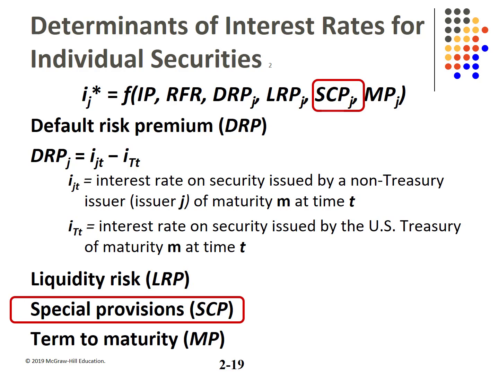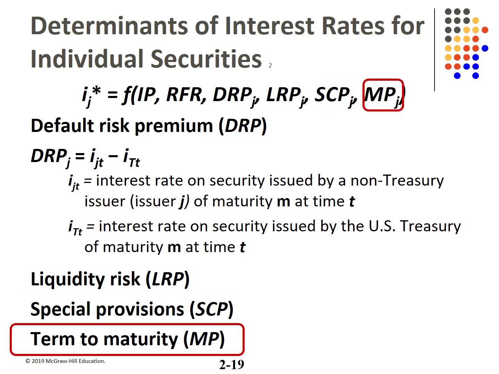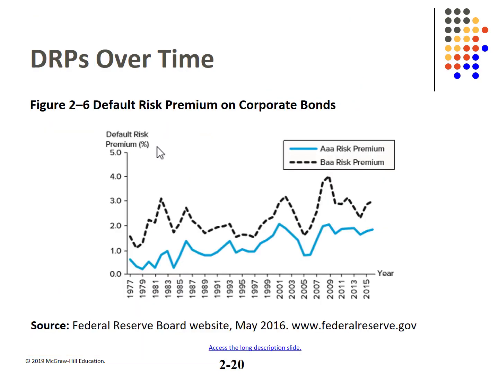SCP is the special provisions, security-specific risk premium. And MP is a premium for longer maturities. It applies to Treasuries and corporate debt. The longer you want to hold my money, the more premium I want. As you might expect, the default risk premium on corporate debt securities varies over time, in sync with swings in the economy. And also, as expected, AAA bonds have the lowest default risk, with the BAA line closely following the pattern but at a higher level.